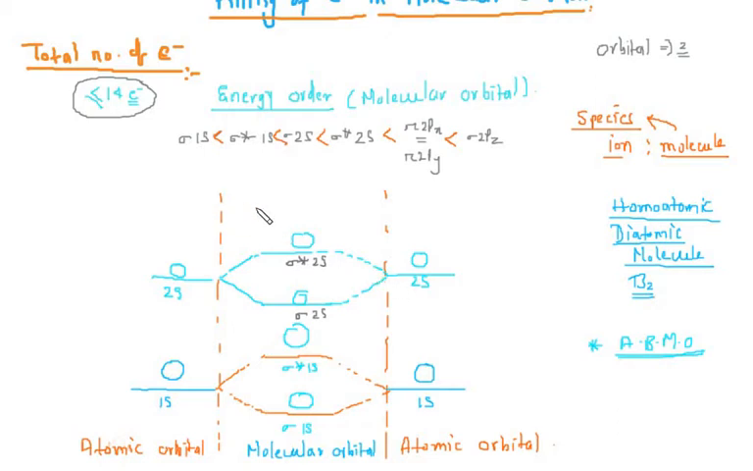Now the next term is of p orbitals. So we know that in the p subshell there are three orbitals. So this is 1, 2 and 3. This is 2px, 2py and 2pz. In the same way, it will be of another atom, that is again 2px, 2py and 2pz. Okay, so it will also undergo linear combination, and they'll be forming molecular orbitals.